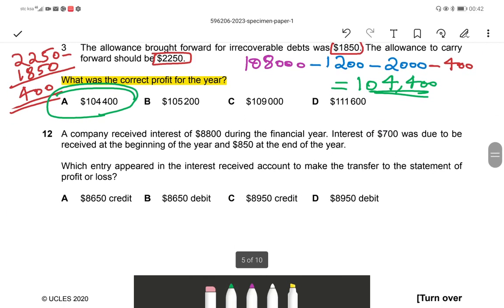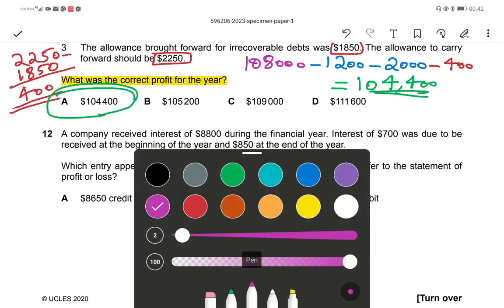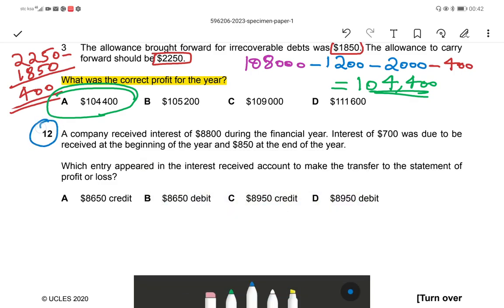Next, question number 12. A company received interest of 8,800 during the financial year. Interest of 700 was due to be received. They have to receive interest. It means accrued interest of 700 at the beginning, the opening balance, and 850 accrued at the end.